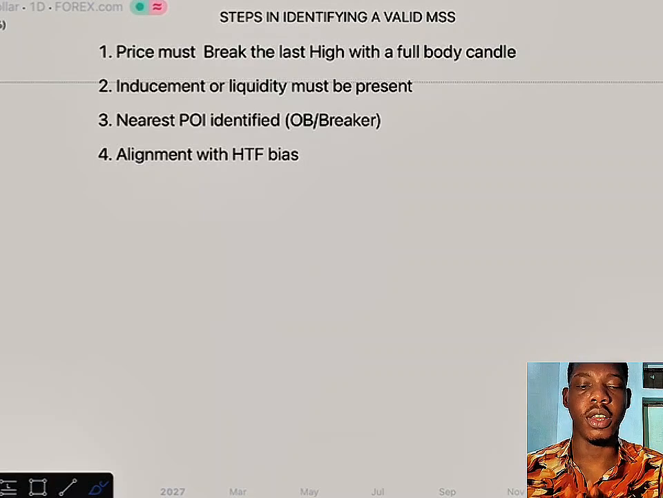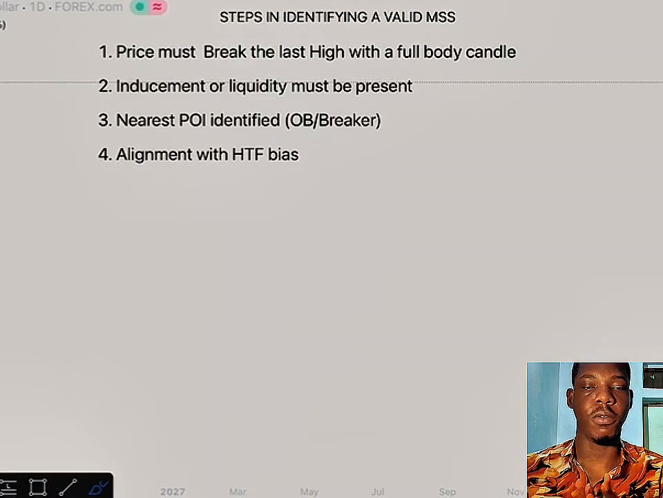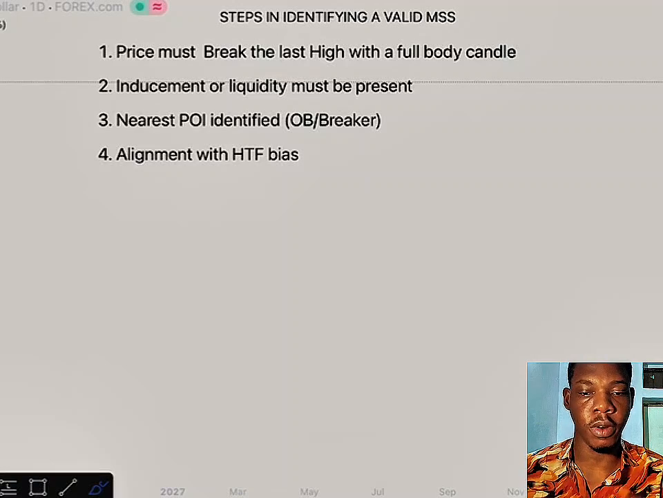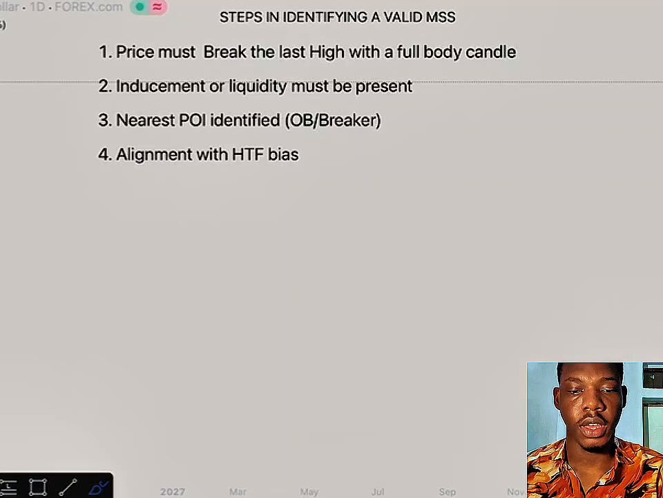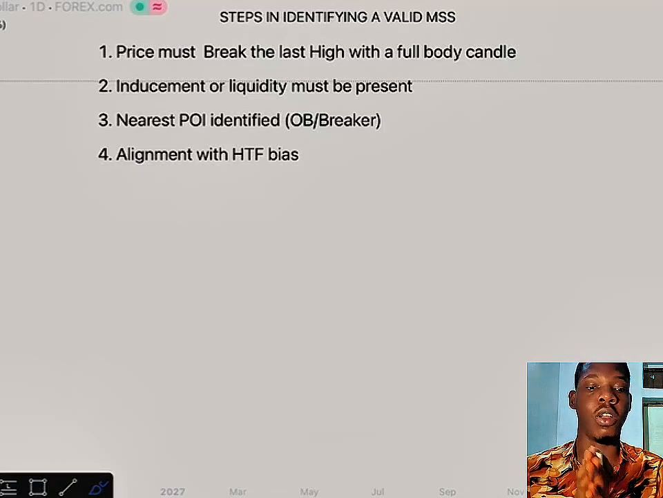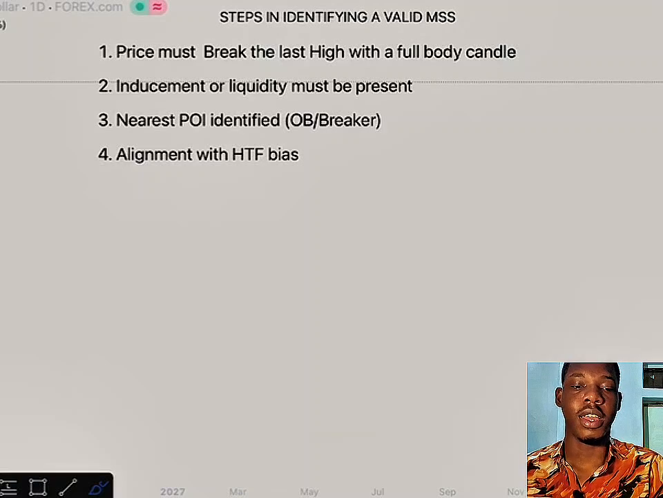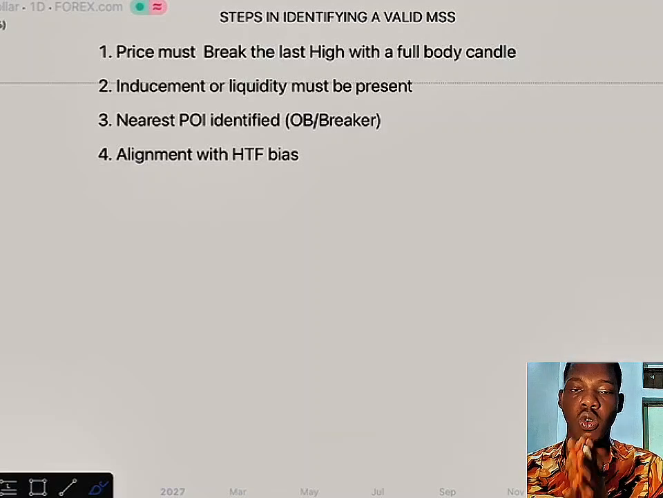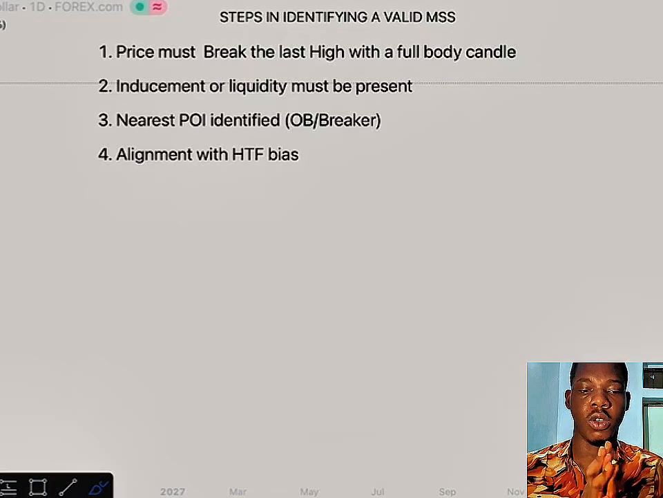Step one: price must break the last high with a full body candle. Step two: inducement or liquidity must be present. Step three: we have to identify the nearest points of interest. It can be order blocks or breaker blocks. If you don't know how to identify these valid order blocks or breaker blocks, kindly go over to my page and watch the video on points of interest.